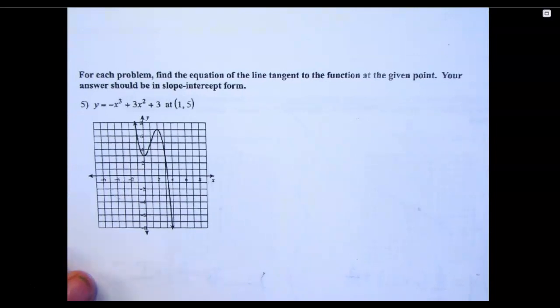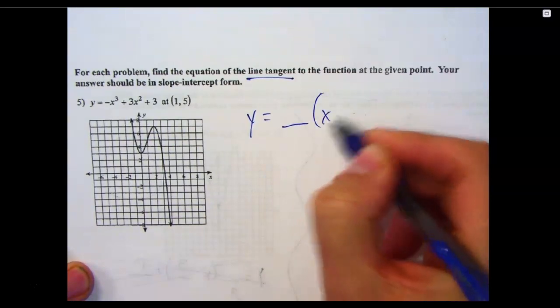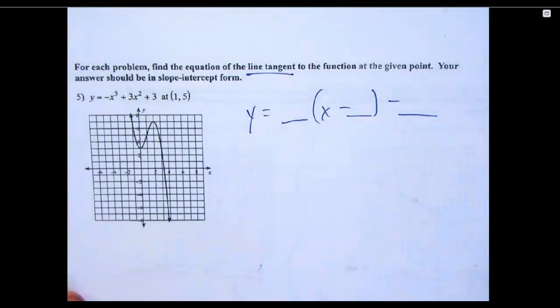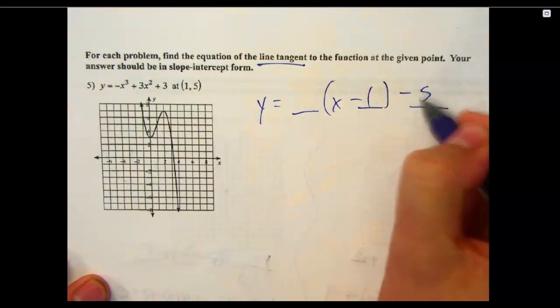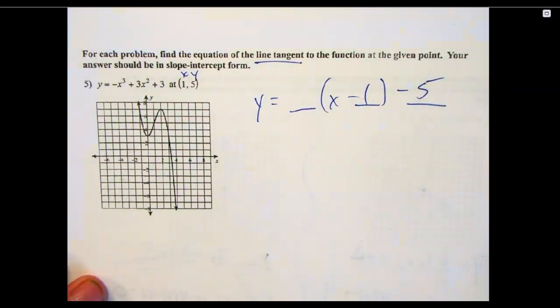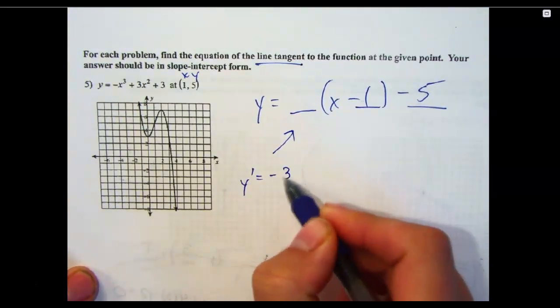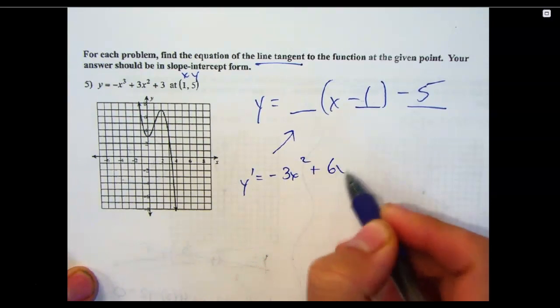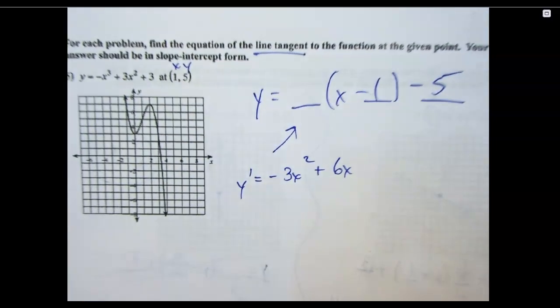Yeah, let's do 5. So this is the equation of the tangent line. So that's my general form. 1 and 5 there. That's the x and y they gave me. And so my job is to find the slope. So the slope, so y prime is negative 3x squared plus 6x. Yes, you guys know I'm getting that slope, that derivative? Questions on that?